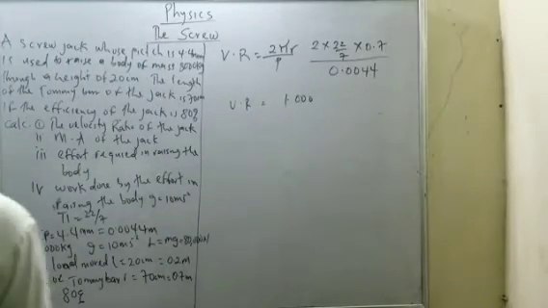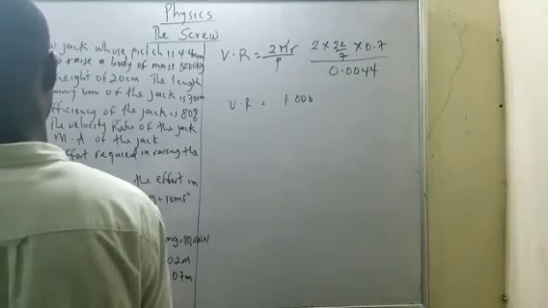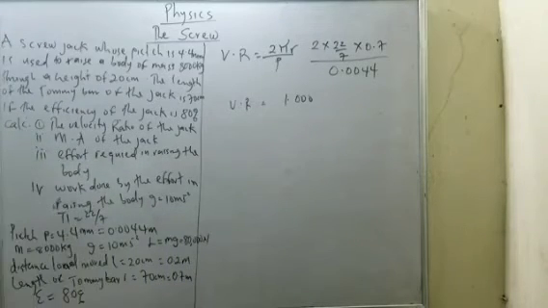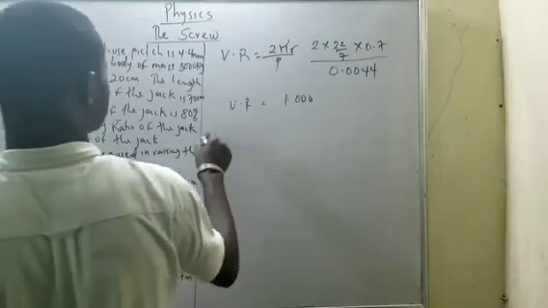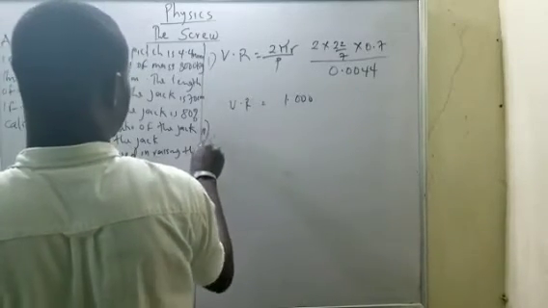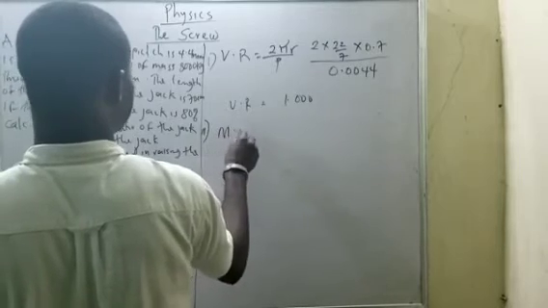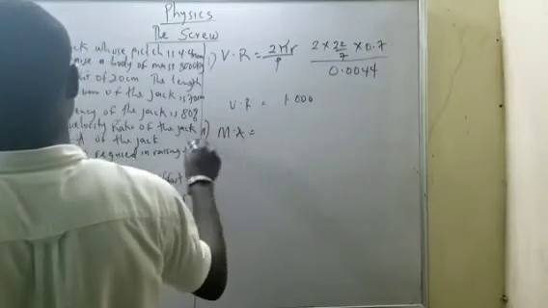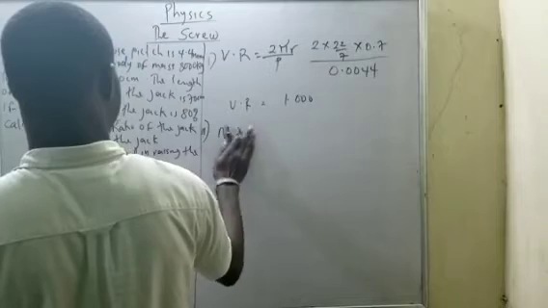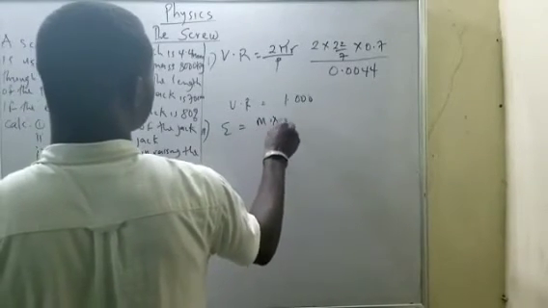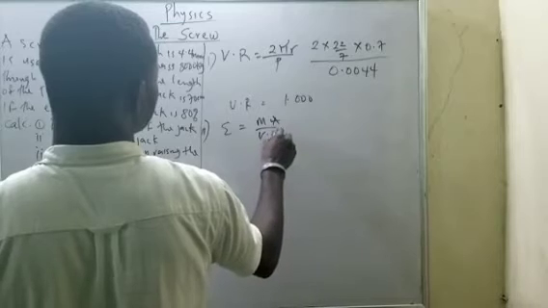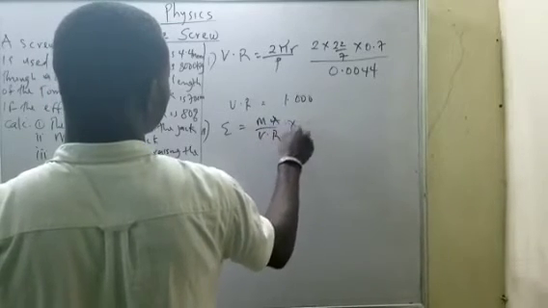Now I will move on to the second one, to have my mechanical advantage. We have mechanical advantage, and I can come from the formula of efficiency, which is MA divided by VR multiplied by 100%.